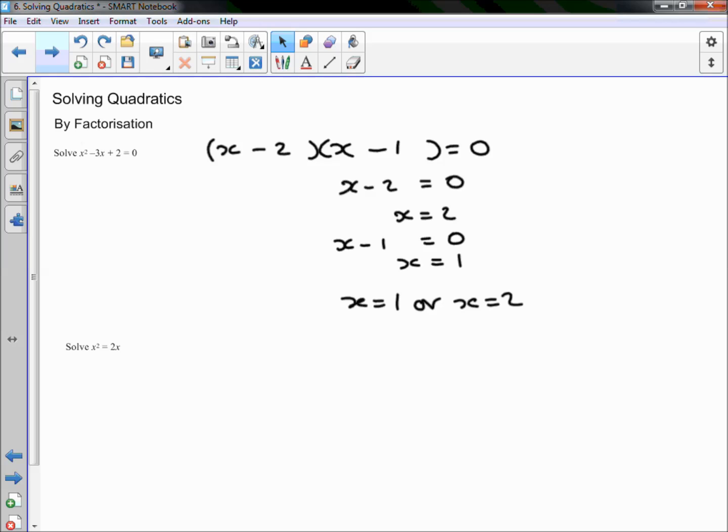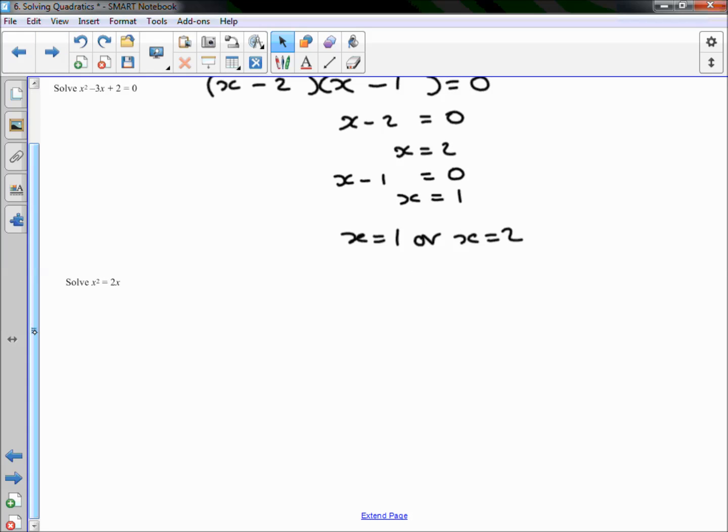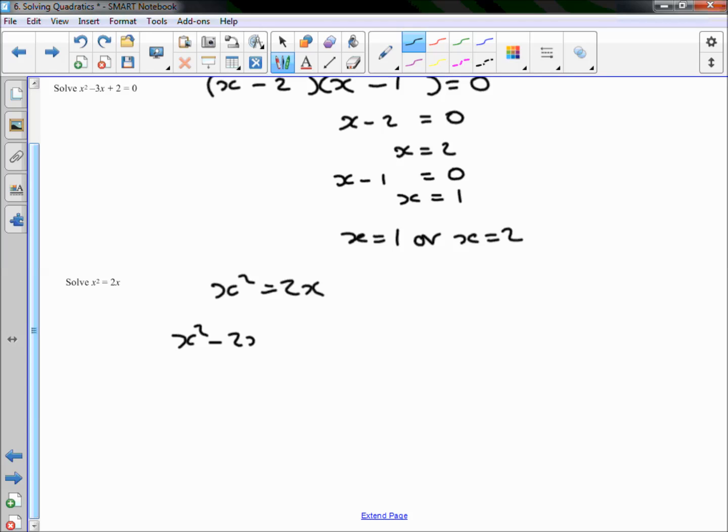Okay, I'm assuming you paused it and had a go at solving it, so let's quickly whip through that to make sure you did it right. So what have we got? We've got x squared equals 2x. First you need to make it equal to 0. So we get x squared minus 2x equals 0. Now you'll notice there's only two terms in this quadratic, whereas before we had 3. That actually makes factorising it a little bit easier, because one of our factors is just going to be x. And then we're going to have x minus 2 equals 0.